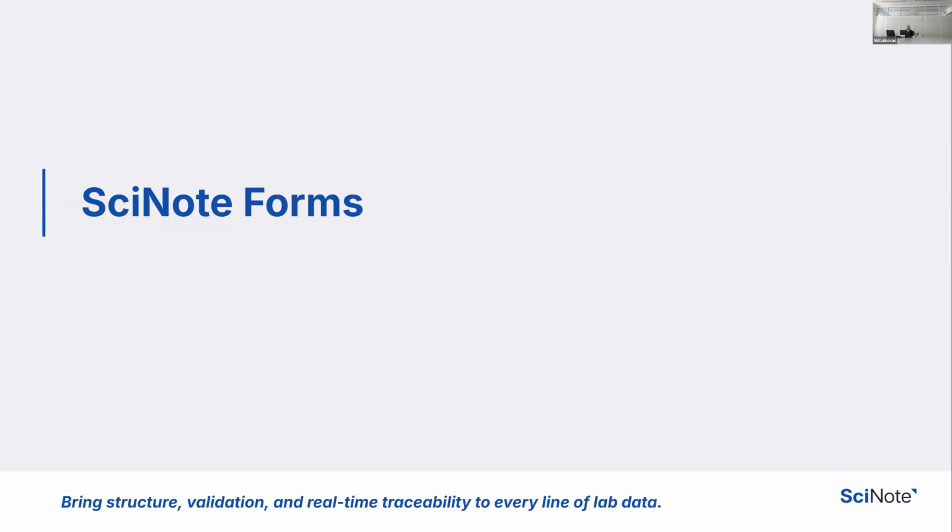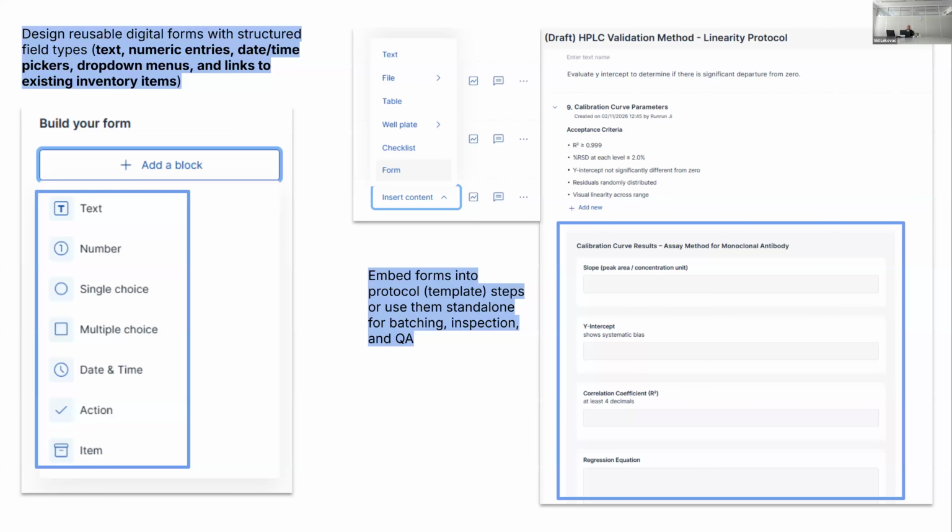Okay, let's go into the forms. As mentioned earlier, forms allow you to design reusable digital forms, and they have multiple field types: text, numbers, single choice, date and time. You can even assign items from the inventory, so you can then embed those directly within the protocol or even use them in a standalone protocol, as I said, for batching, inspection, or even QA.